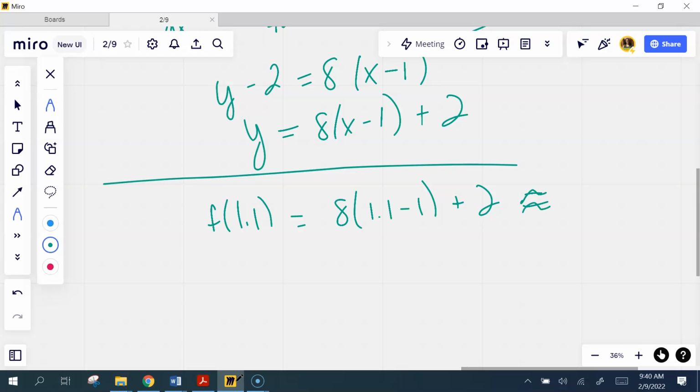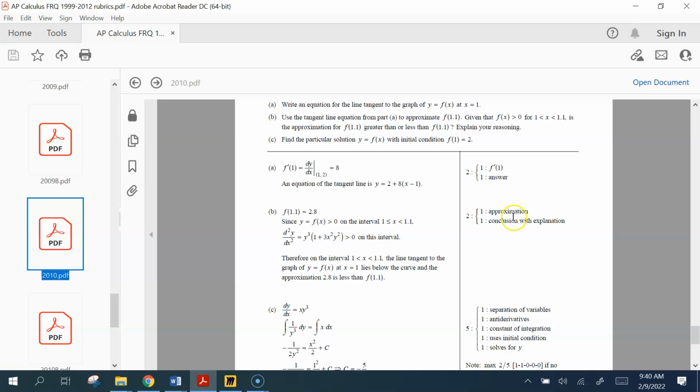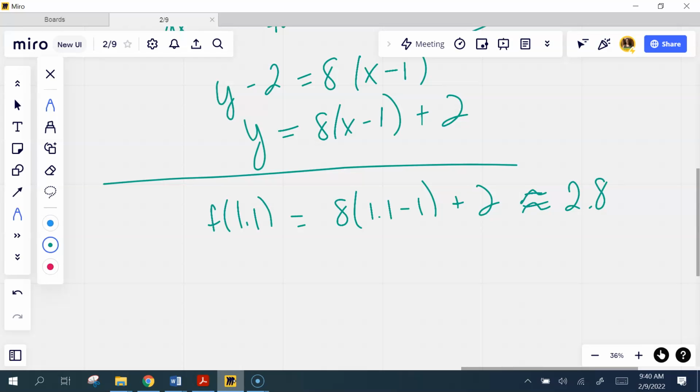Plug in 1.1, yeah. What's it come up to be? 2.8. That's a point. Just plugging that in is a point. Your explanation is only worth a point. So even if you didn't understand the explanation or didn't get it, it's only a point out of 9.